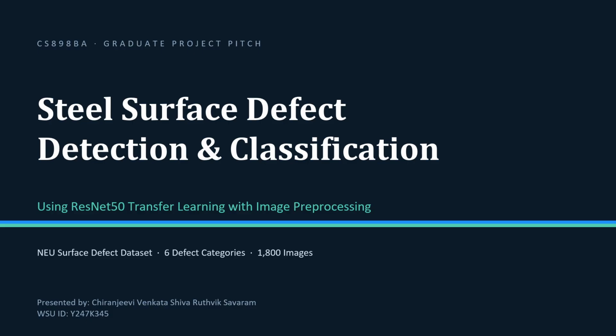The topic for my project is steel surface defect detection and classification. The idea is to use a deep learning model called ResNet 50 along with some image processing steps to automatically detect and classify defects on steel surfaces. The data that I am using is called the NEU surface defect dataset. It has six defect categories and 1800 images. So let me walk you through the entire project.